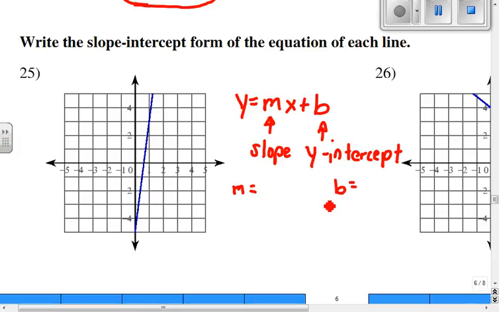Well, our b is easy. It's our y-intercept. So we have our y-axis up here. Where does our line cross our y-axis? Down here at -5. So our y-intercept is -5.